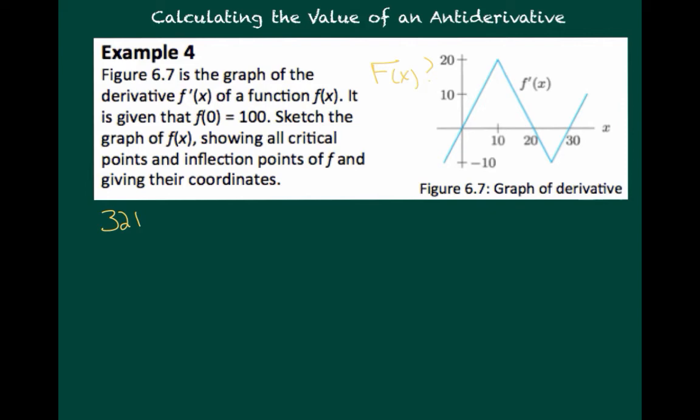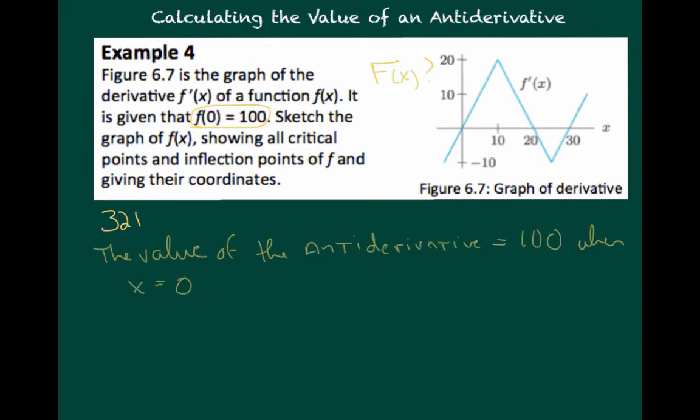We're told that f of 0 equals 100. So f of 0, that's not f prime of 0. That's the value of the antiderivative equals 100 when x equals 0. Now please don't be confused. That doesn't mean that this value here is 100. That's obviously not. We're saying that the antiderivative's value is 100 when x equals 0.